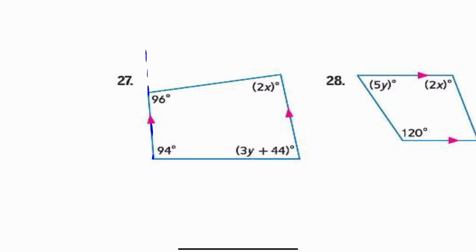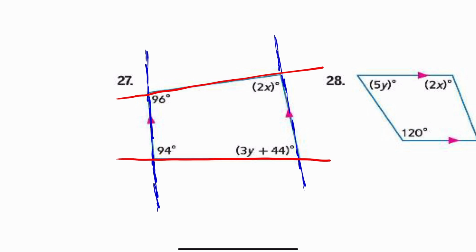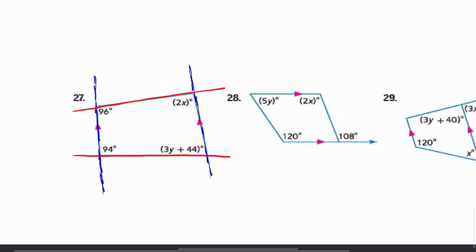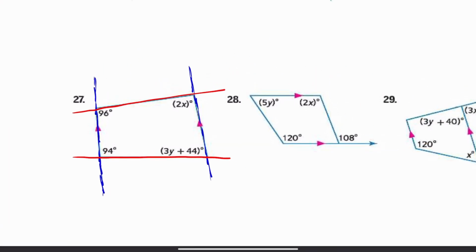Extend those lines here. Actually, I don't know why I'm doing a dashed line when I can just use a solid line. So these are your parallel lines, okay? Now, they're going to be actually cut by 2 transversals here. So, yeah. Go ahead and do the same thing for the other one.